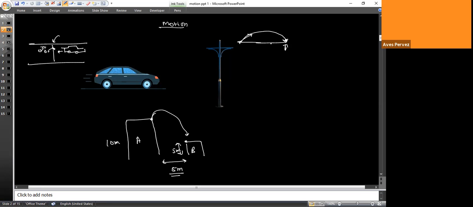If you are going to strike your rocket at this position so that it can reach exactly this position, or if there is a war between two countries or two borders, A and B, and there is a rocket and another one, and they are fighting, at what speed should your rocket fly so that before reaching this one it can strike the ground? This type of calculation is very, very important regarding the motion chapter.